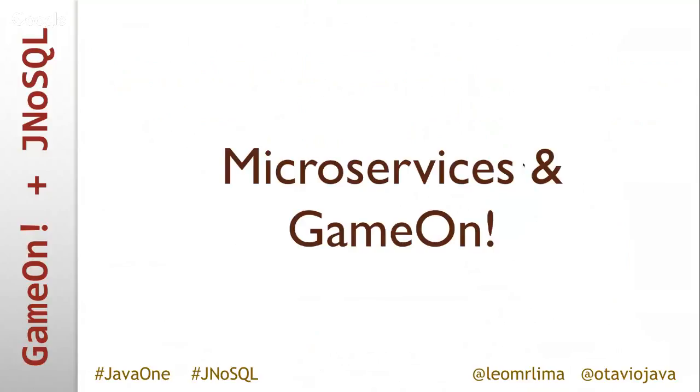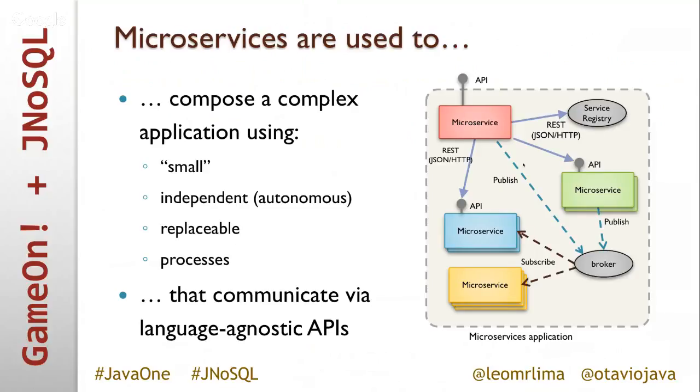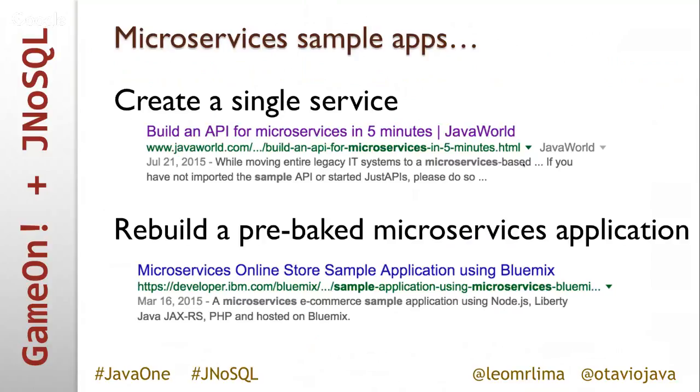I'm going to introduce the use case that we're going to talk about. It is a game developed by IBM called Game On. So why Game On, and why does it have microservices? Microservices have been talked about ad infinitum already, so I'll be quick. Microservices are used to compose a complex application using small, independent, replaceable processes that communicate via language agnostic APIs. So nothing new here.